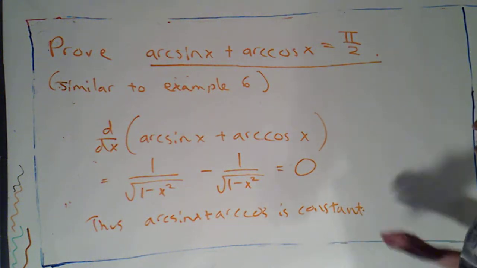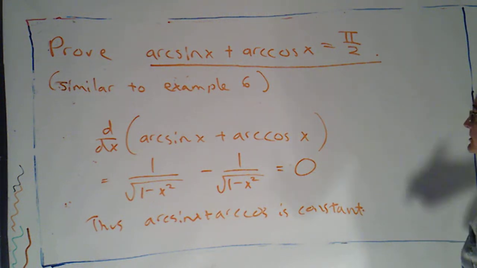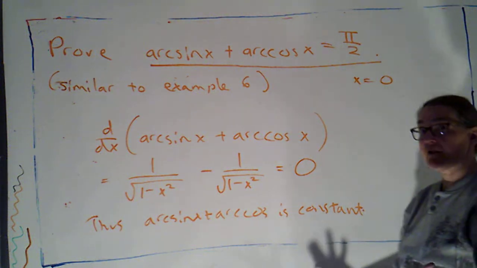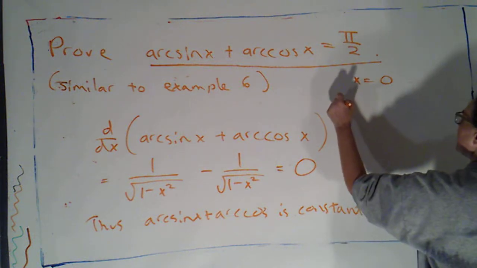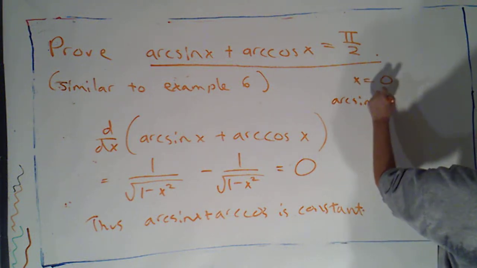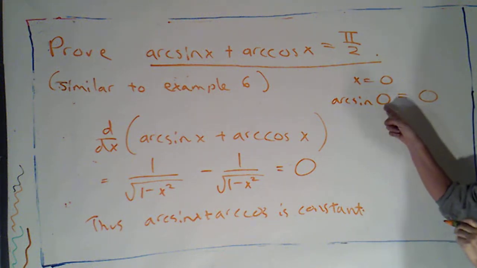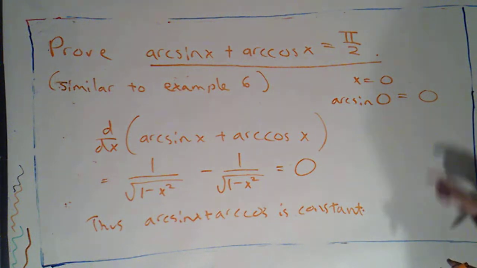So that tells me that it's equal to some number. It doesn't tell me that it's equal to pi over 2. I'm just going to pick a number to check. Let's let x equal 0. If it's constant, whatever its value at 0 is, that's its value everywhere. So I can say arc sine of 0 would be 0. That's the angle between -pi over 2 and +pi over 2 whose sine is 0.